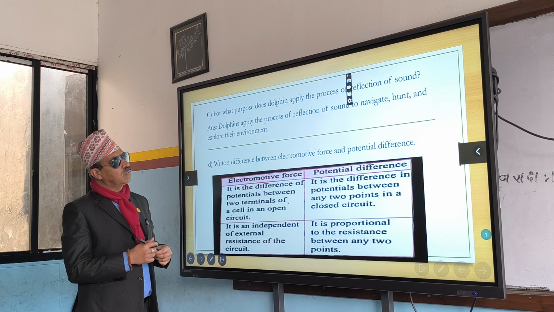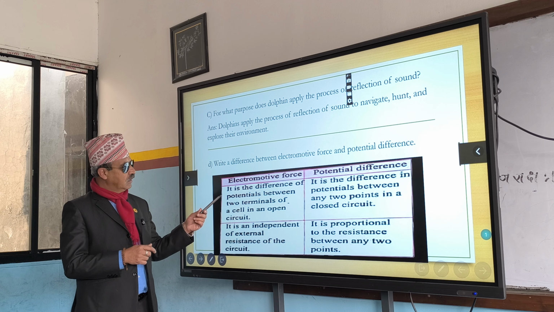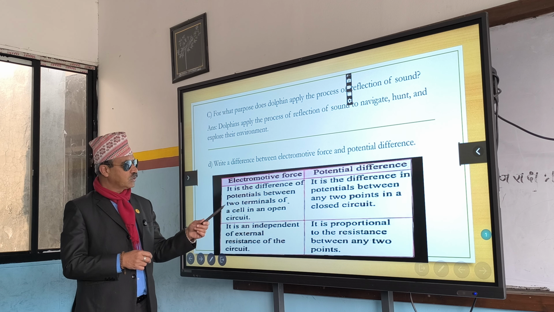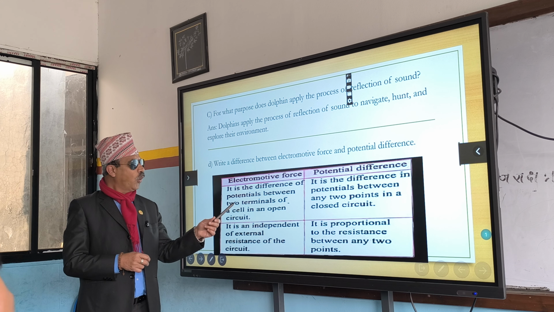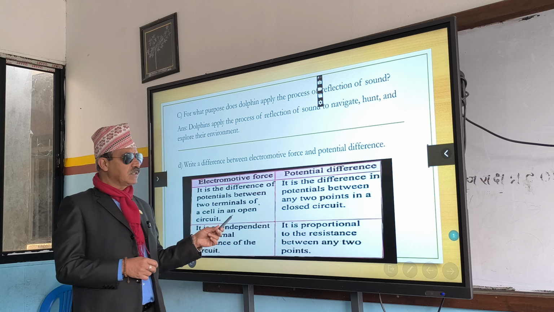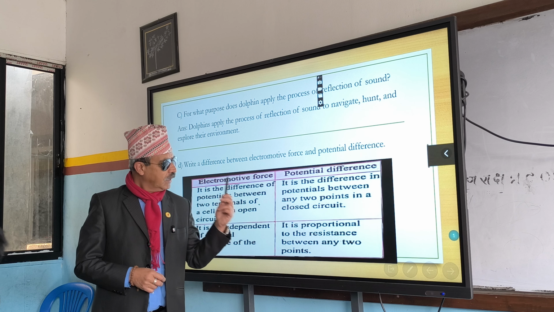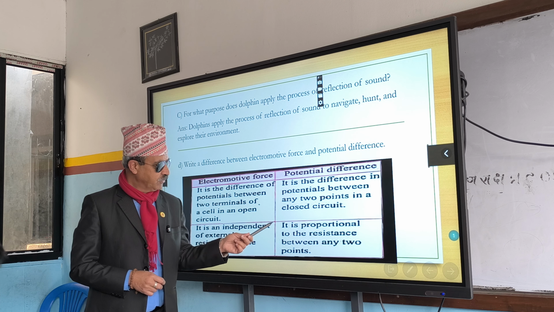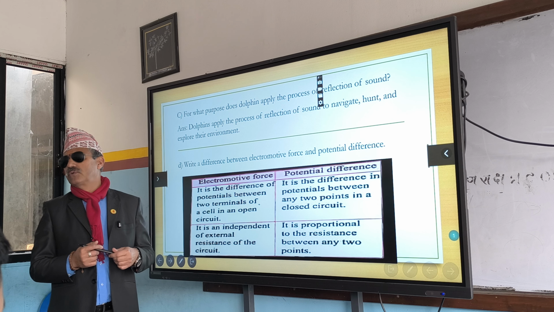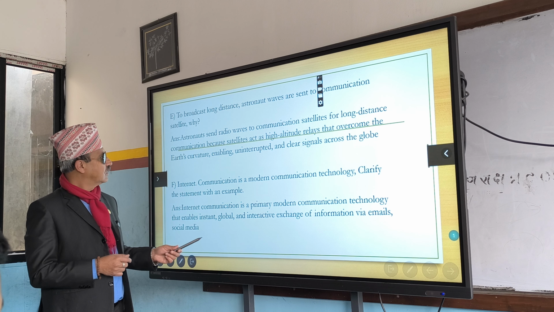Write the difference between electromotive force and potential difference. What is the difference? Electromotive force, it is the difference of potentials between two terminals of a cell in an open circuit. Open circuit. That means EMF is measured in open circuit. Potential difference is measured in closed circuit. It is the difference in potentials between any two points in a closed circuit. And electromotive force is always more, potential difference is always less.